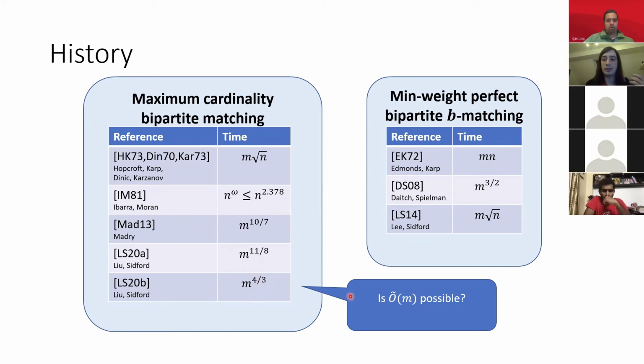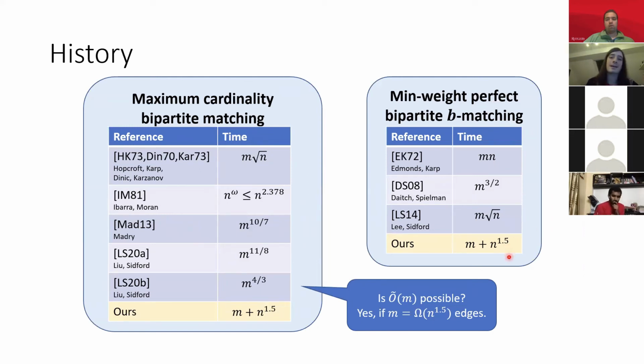And we show that this is indeed possible, but only under the assumption that your graph has at least n to the 1.5 edges. So if your graph is moderately dense, then you can get a nearly linear time algorithm. And the nice thing is it also works for minimum weight perfect bipartite B matching, which captures things like negative weight shortest path, for example.